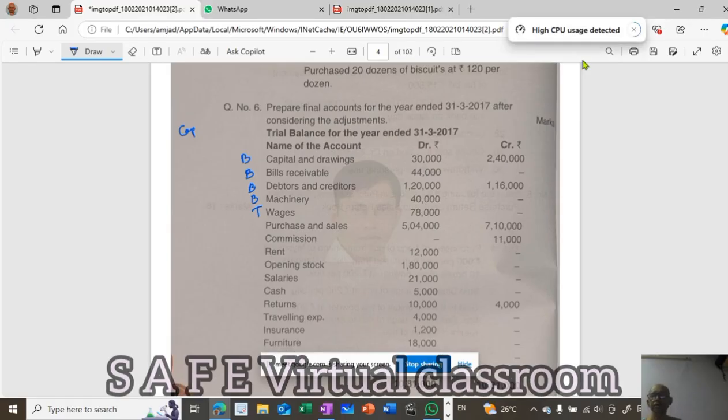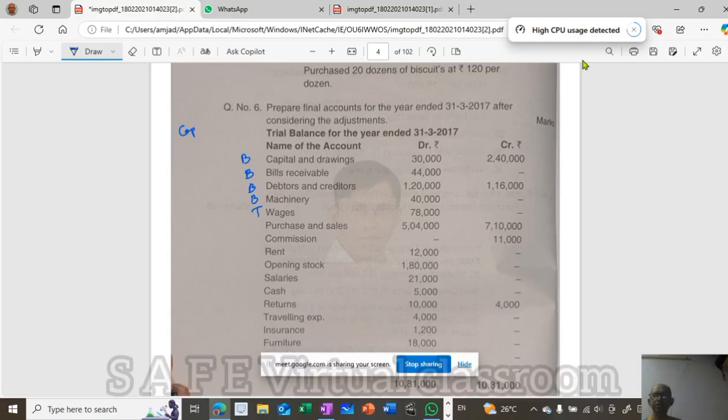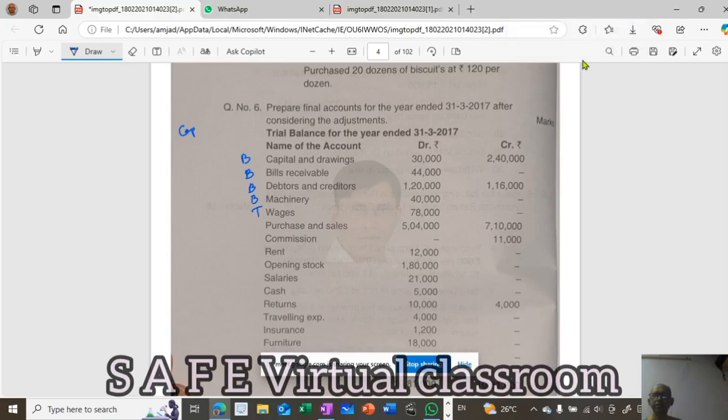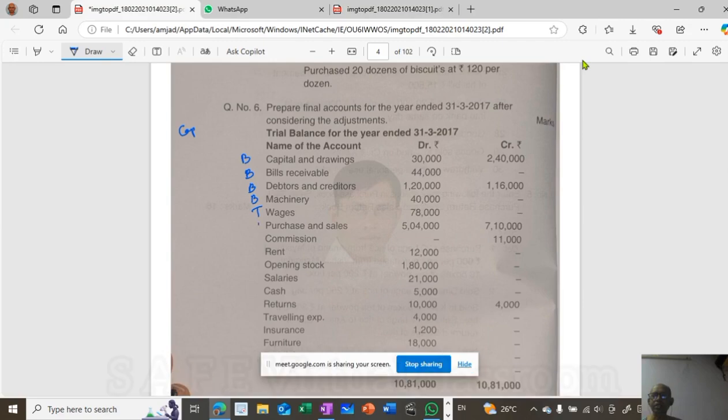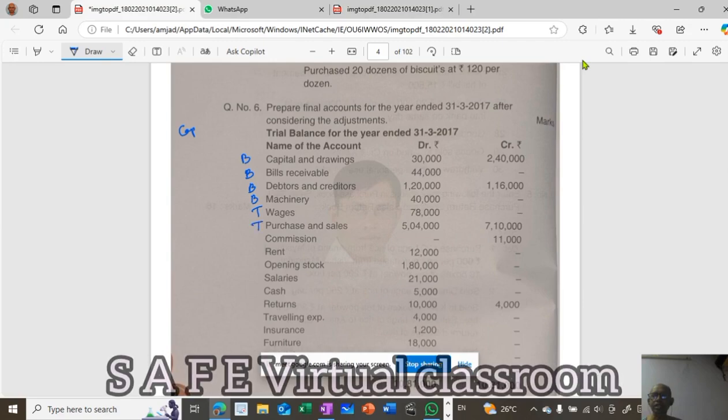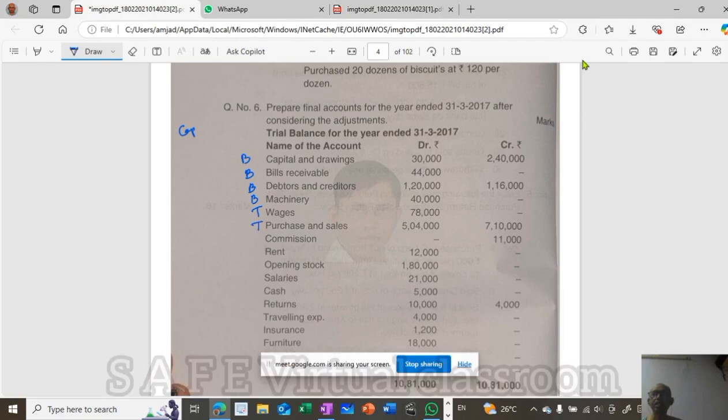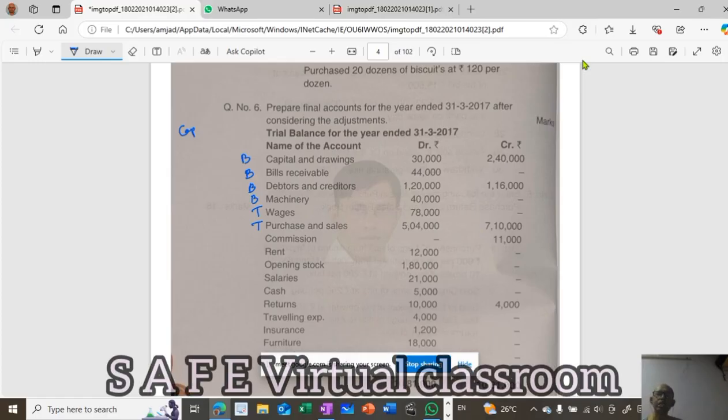Purchase and sales. Purchase will go into trading account. Sales will go into trading account. Trading is part of profit and loss. Wages is an expense itself, but it will go to the trading account. This also will go to the trading account.